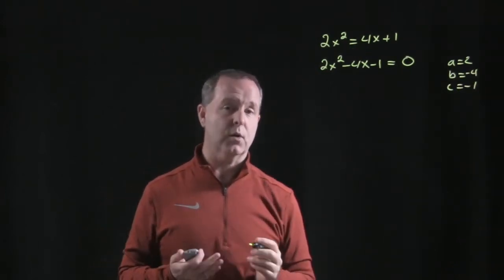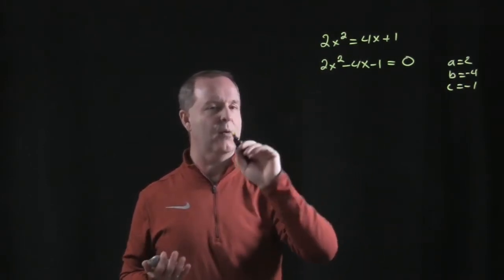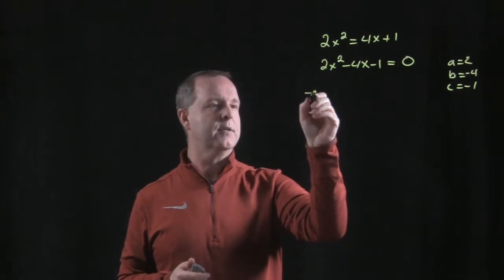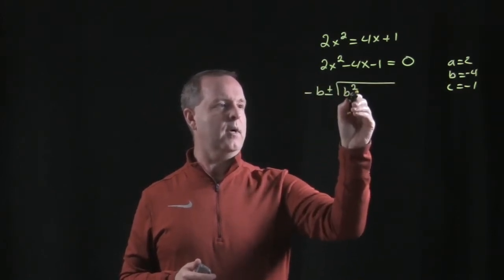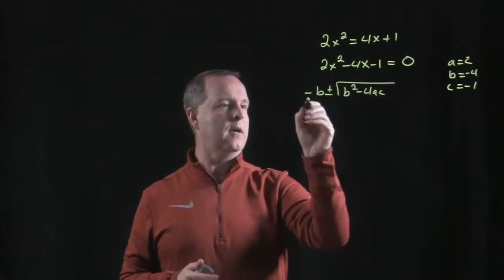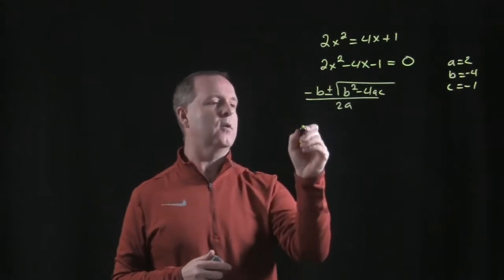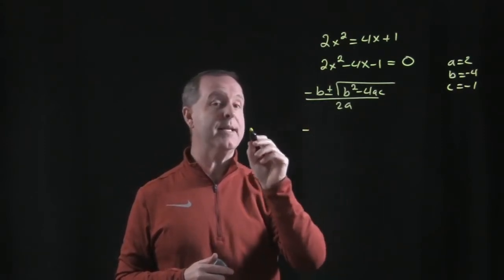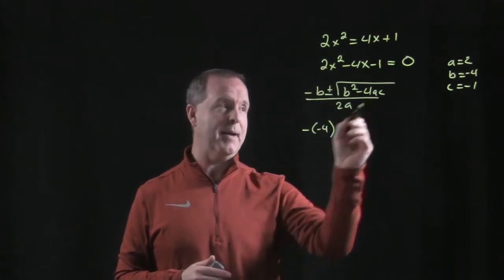So from there, I can use the quadratic formula, which is minus b. It's always good to write it down because I always forget. So minus b plus or minus the square root of b squared minus 4ac all over 2a. Insert the values. So I have a negative b. My b is -4. So that's why I'm going to put parentheses around it, because my b term is the entire -4.